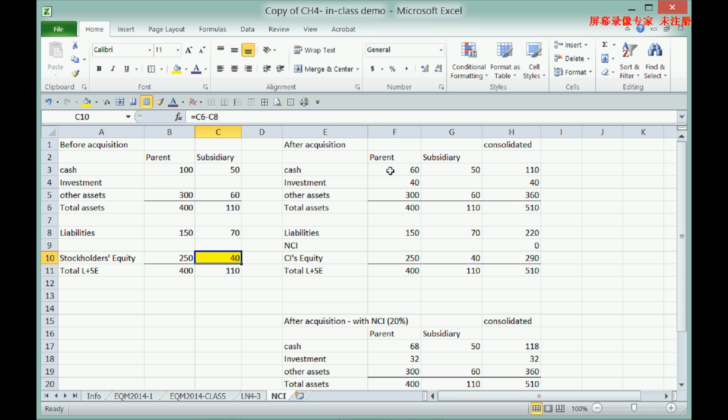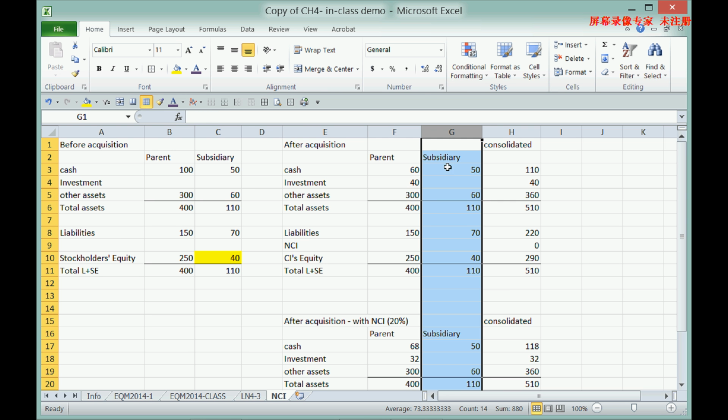So after acquisition, I updated the before-acquisition accounts. Cash would be 100 minus the $40 the parent paid for the subsidiary's net assets, and meanwhile the investment is $40 because it's the net asset of the subsidiary. Everything else stays the same. It does not change other assets, liabilities, or the shareholders' equity of the parent. So basically, it's just a redistribution of resources between the cash and the investment. The subsidiary is not affected.